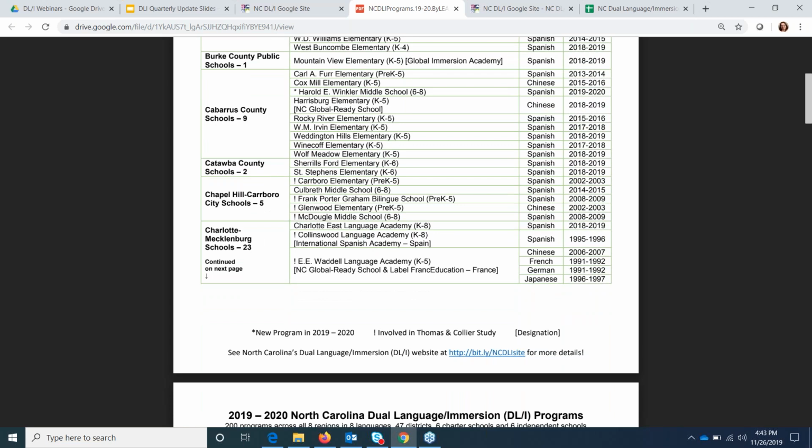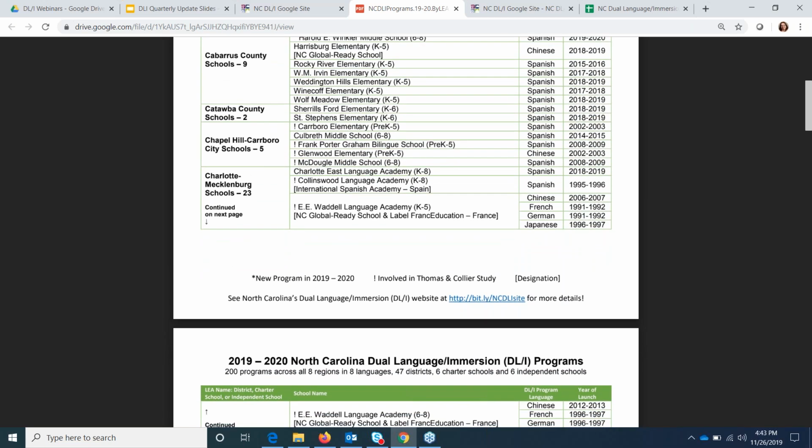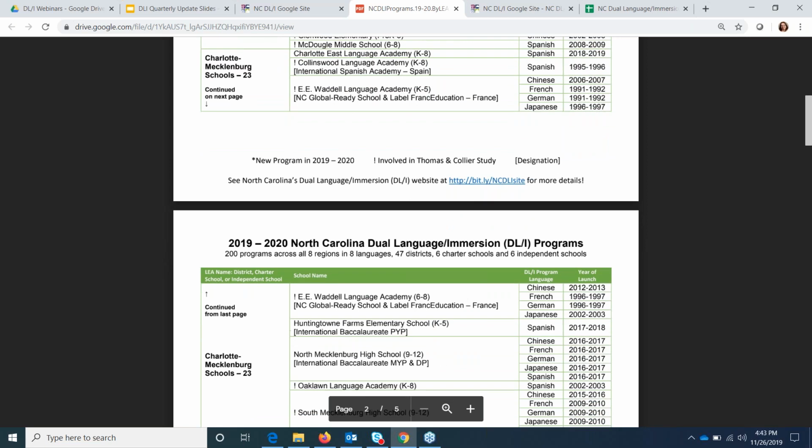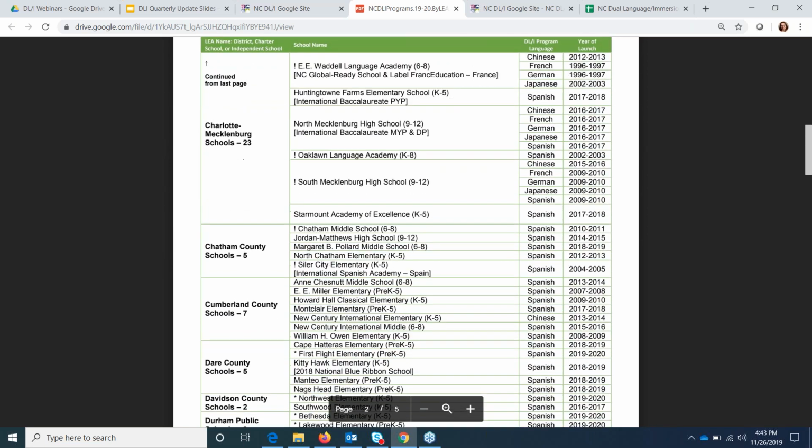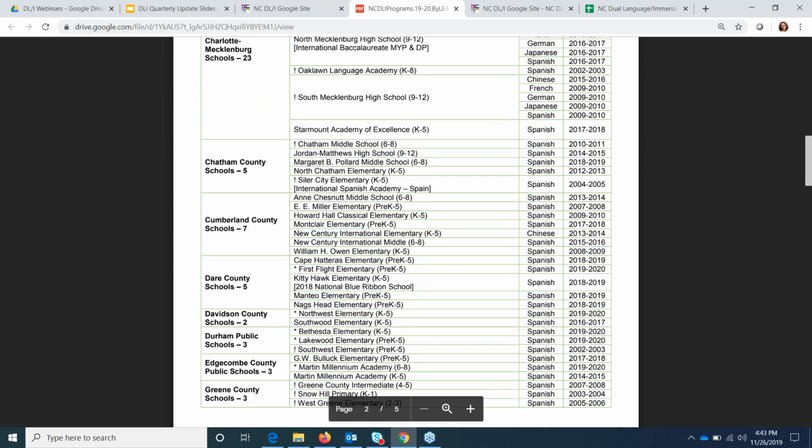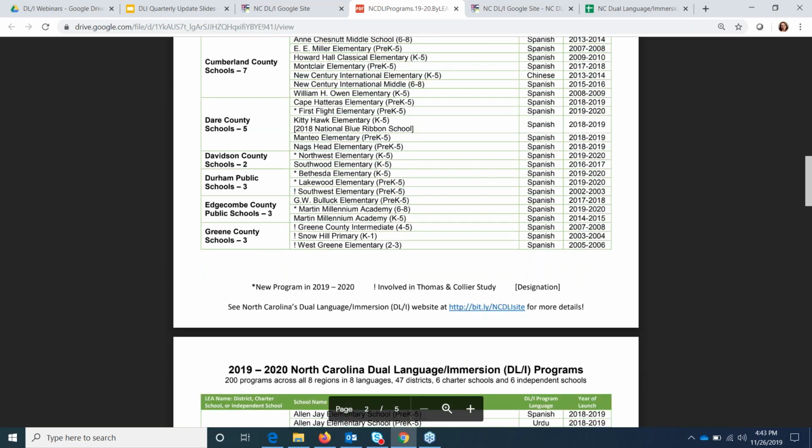So there's an asterisk if it's a new program in 2019-2020, and you know that there are 23 new programs obviously this year. There's an exclamation point if that school is involved in the Thomas and Collier study, and if they have a designation of some kind that's in brackets. There's also a link to the NCDLI site for more details on all of these handouts. So I'd like for you to pause for a moment, maybe take a look at this one or take a look at the one by language. Make sure that your DLI program is entered correctly on it.